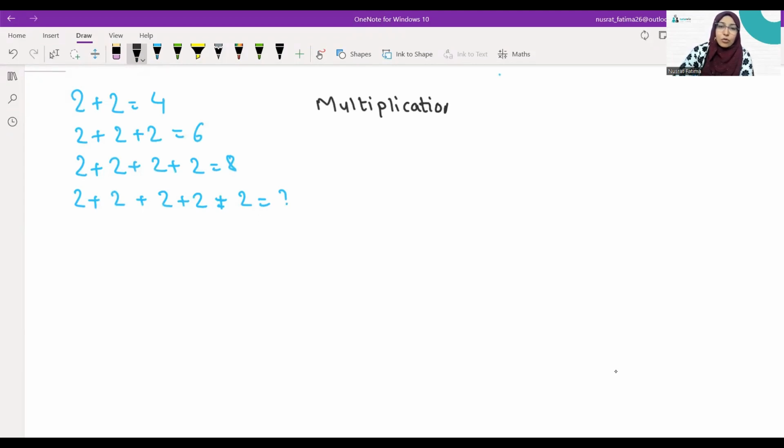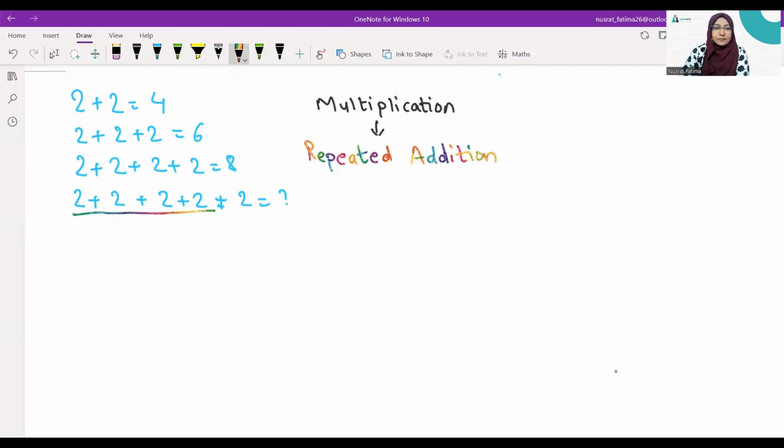Multiplication is one of the most important basic operations of maths. Like we add and subtract, we also have to multiply numbers. So what is exactly multiplication? Multiplication is nothing but repeated addition.